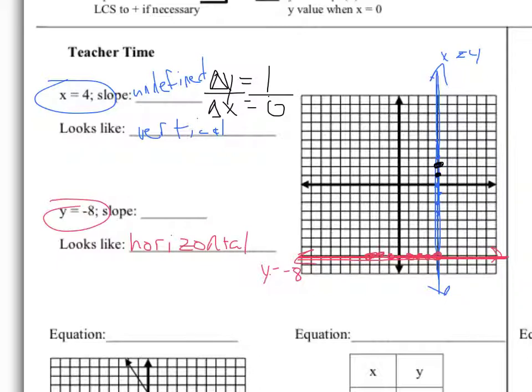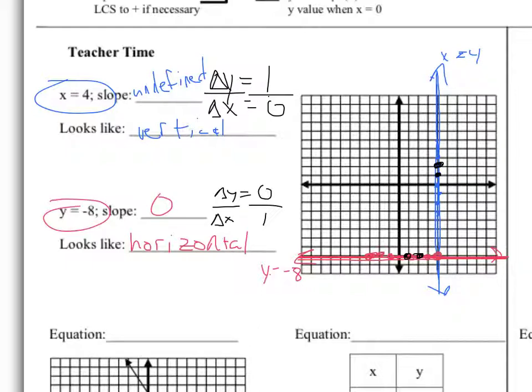And if we start thinking about the slope of this line, if I pick any 2 points, my change in y, well, there is no change in y. It doesn't go up or down at all, so my change in y is 0. And my change in x might be something like 1, it might be 3, it doesn't really matter, because 0 divided by anything is 0. So the slope of this line is 0.